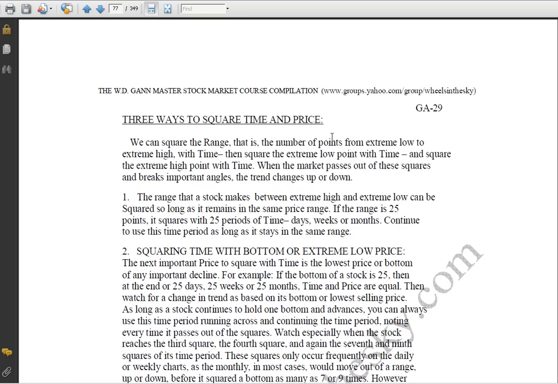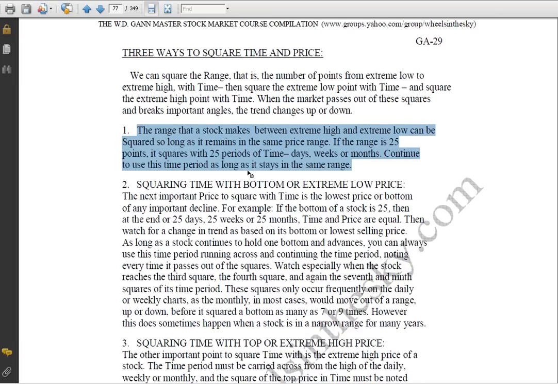Here he talks about his squaring. A lot of people have heard about how to square time and price. The range that a stock makes between extreme high and extreme low can be squared so long as it remains in the same price range. If the range is 25 points, it squares with 25 periods of time, which is days, weeks, or months. Continue to use this time period as long as it stays in the same range. Okay?